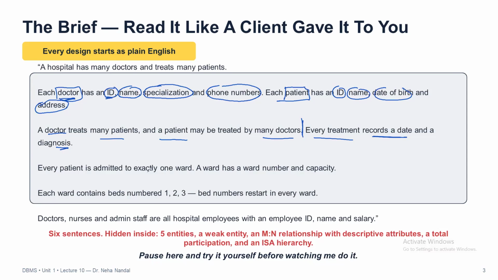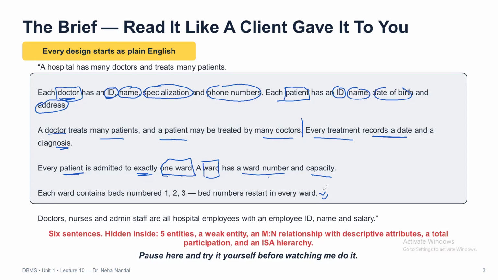Every patient will be admitted to exactly one ward. Please make a note, exactly one ward. A ward has a ward number and a capacity. A ward will contain some beds numbered 1, 2, 3. Bed numbers restart in every ward. Make a note of this one also. All these points we have already discussed in our previous videos, and utilizing all of them together, we have to make our complete ER diagram.